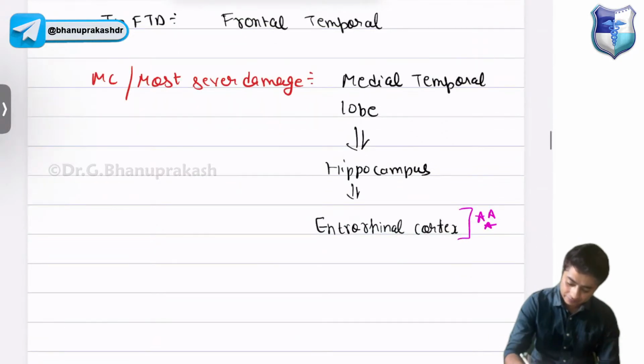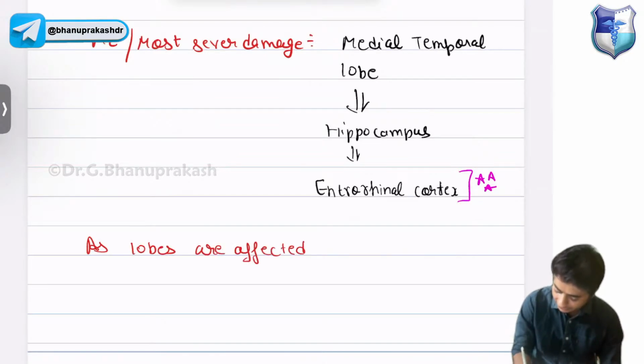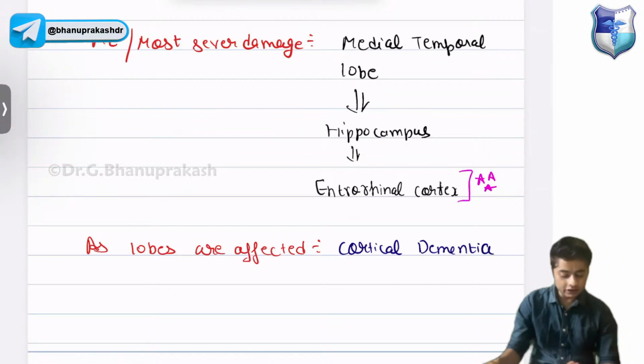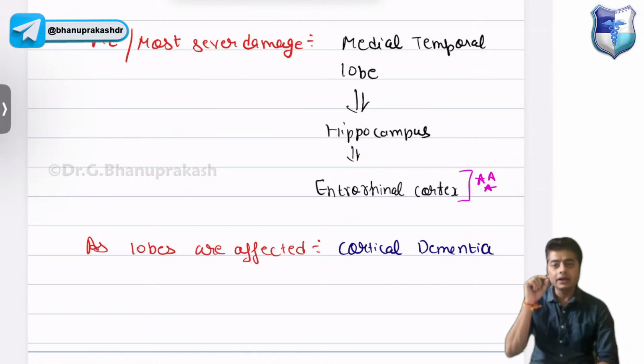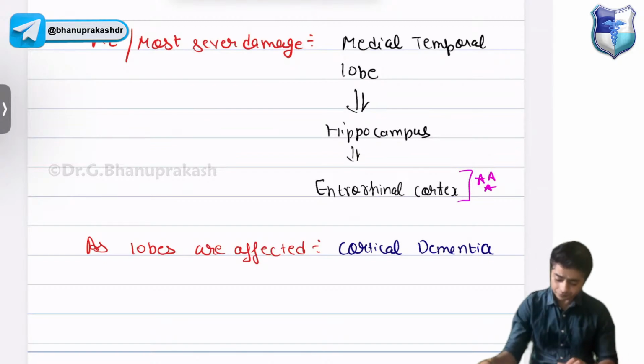And as the lobes are affected, it is also known as cortical dementia. Okay, everyone. Now, what happens in an Alzheimer patient?